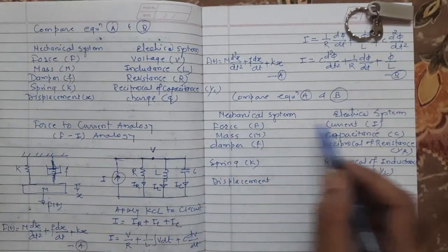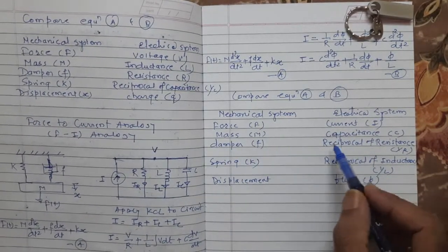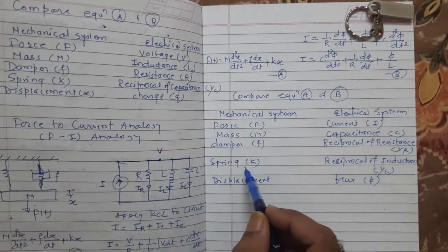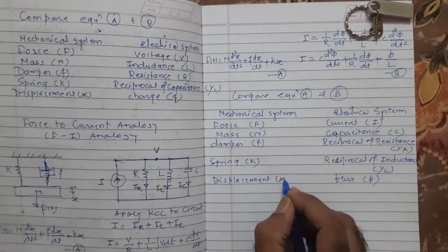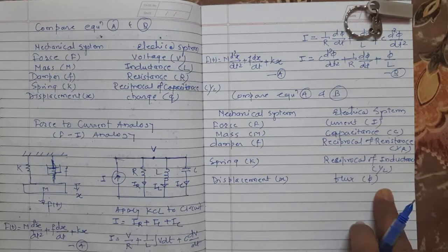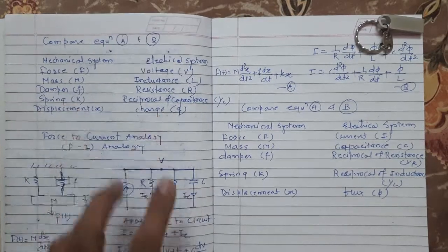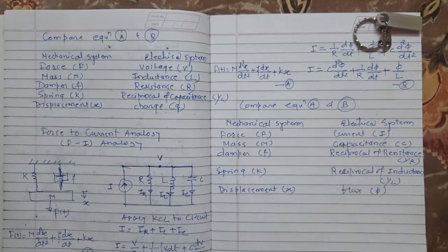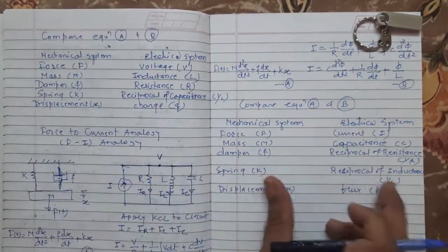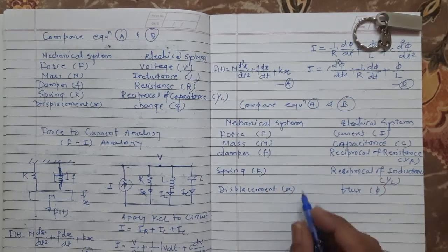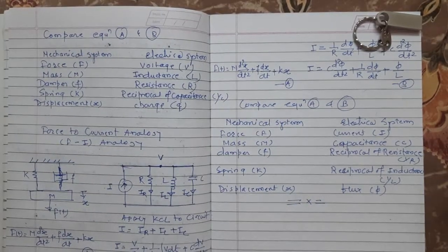So force is equivalent to the current, mass is equivalent to the capacitance, damper is equivalent to the reciprocal of the resistance, that is 1 by R, the spring K is the reciprocal of the inductance, that is 1 by L, and the displacement x is equivalent to the flux phi. So this is your F2I analogy, and this one is F2V analogy. If there is a numerical on F2V and F2I analogy, then we have to refer to this table. This will give us the equivalence of mechanical to the electrical circuit.